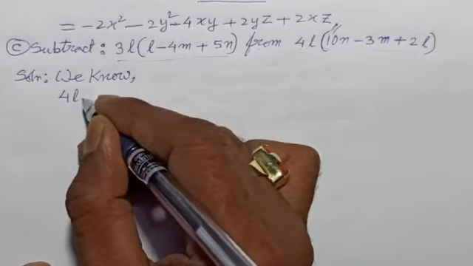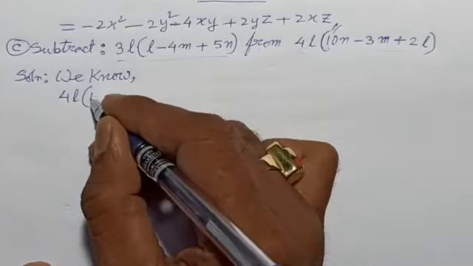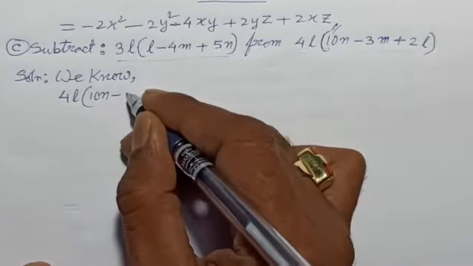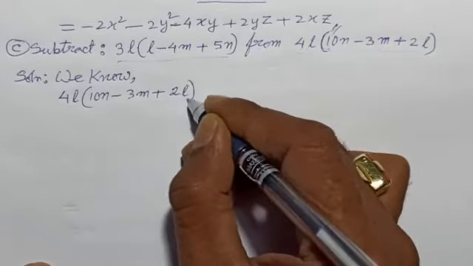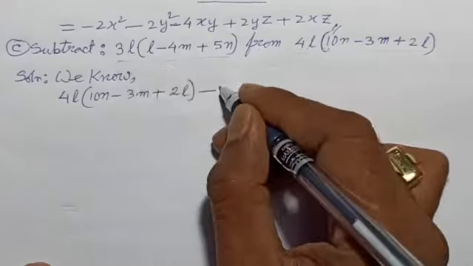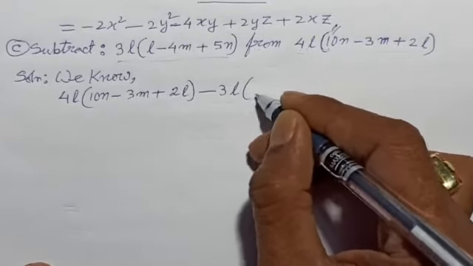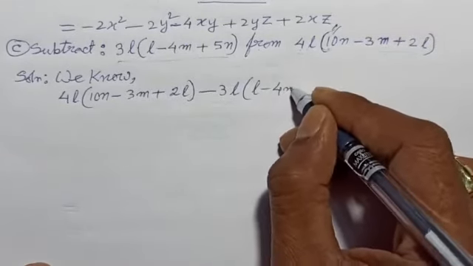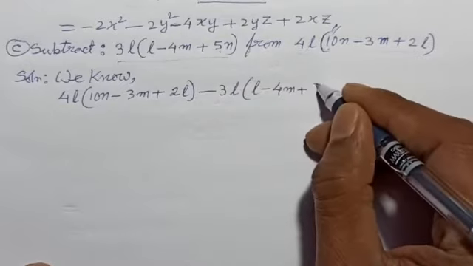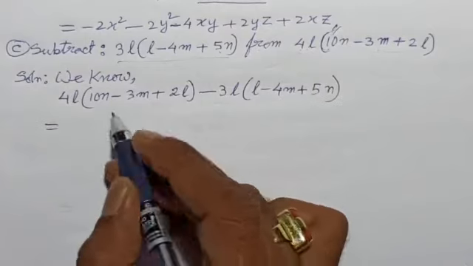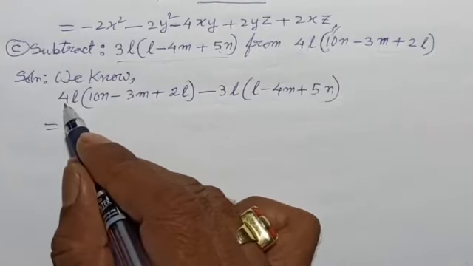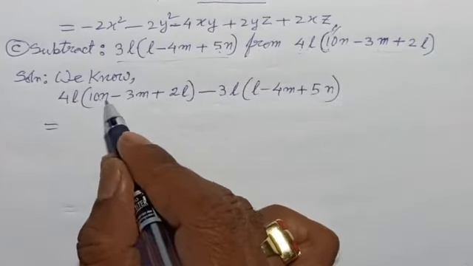4L, then this 10N minus 3M plus 2L minus sign, 3L, L minus 4M plus 5N. Okay, now next. First, we have to multiply 4L into 10N minus 3M plus 2L.